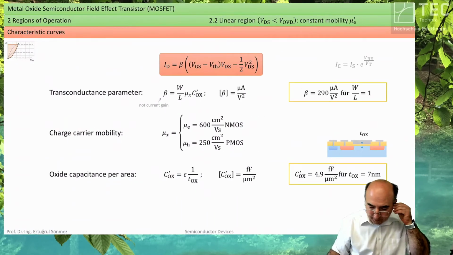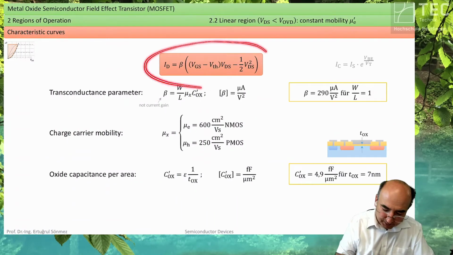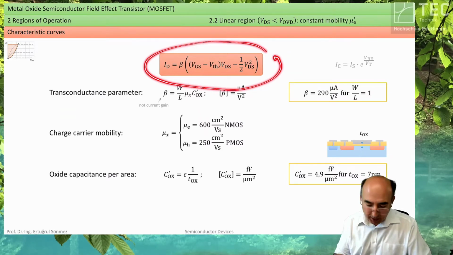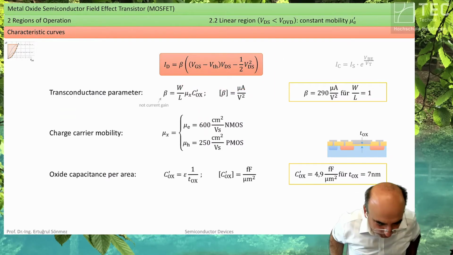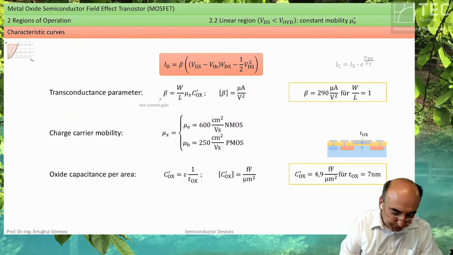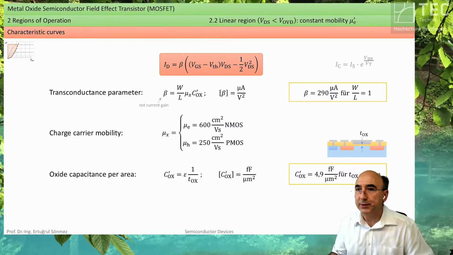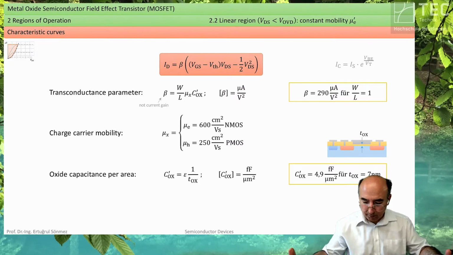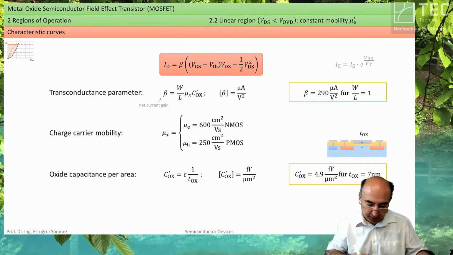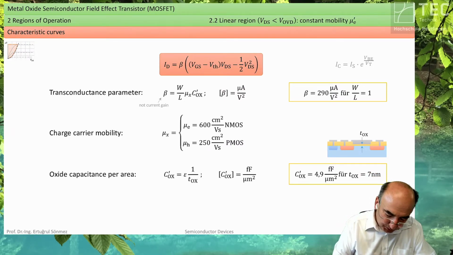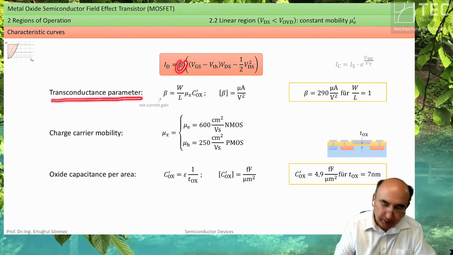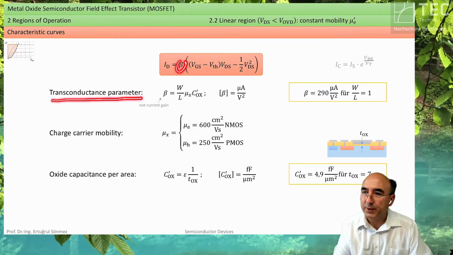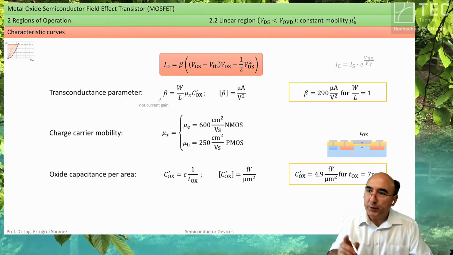Well, I have just copied this equation to here. Now let's take a look at the characteristic curves of a transistor and break down the parameters to their values. Okay, so the beta is here the transconductance parameter. The bipolar transistor we haven't learned yet, right?